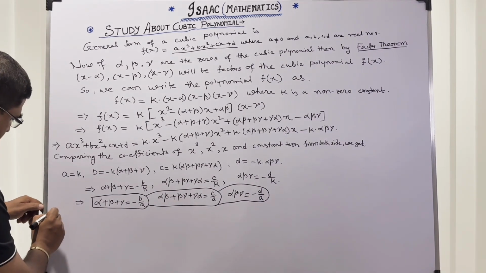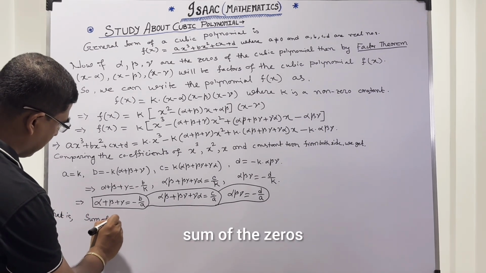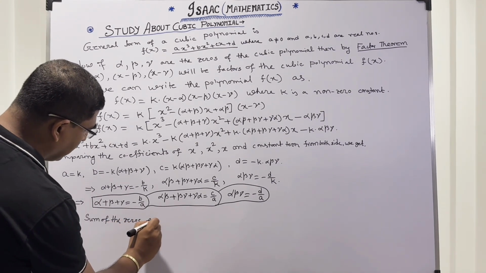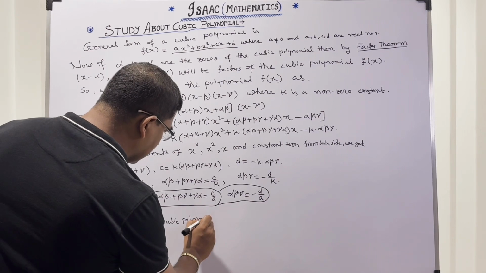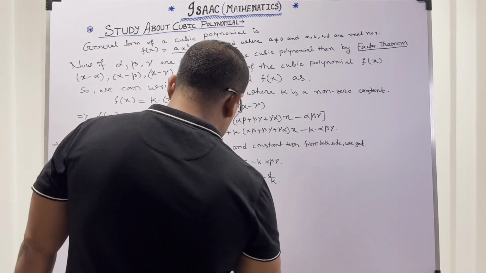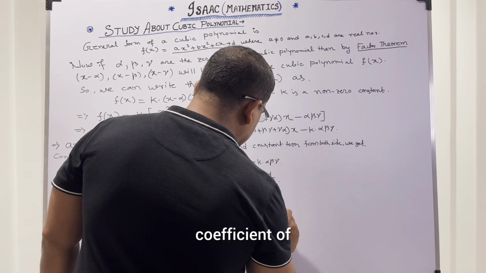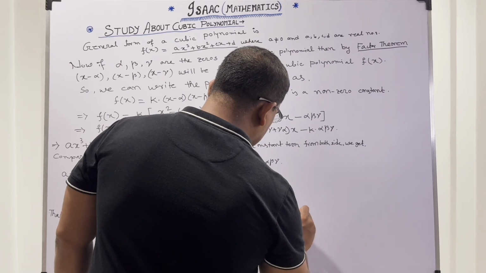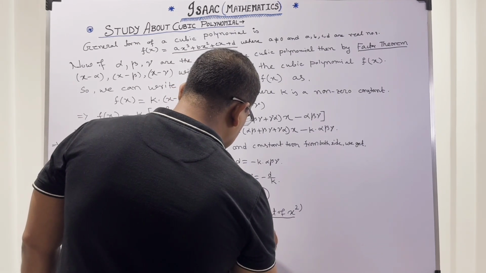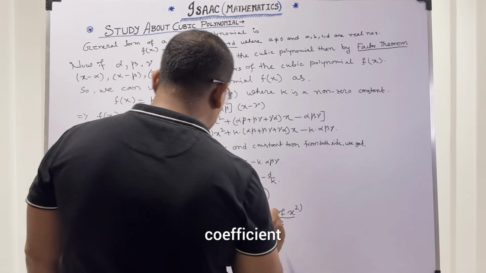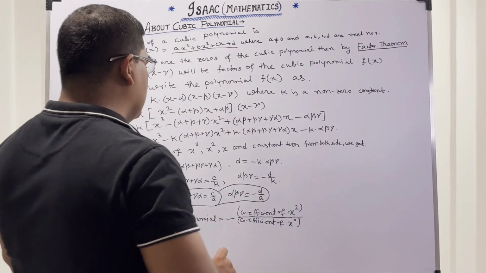That is, sum of the zeros of a cubic polynomial equals to negative of coefficient of x square, that is coefficient of square term, by coefficient of x cube, that is coefficient of cubic term.